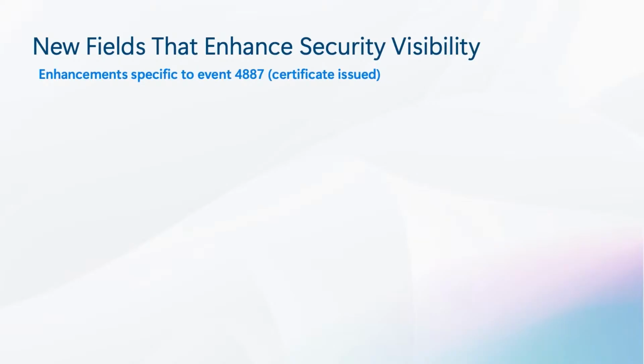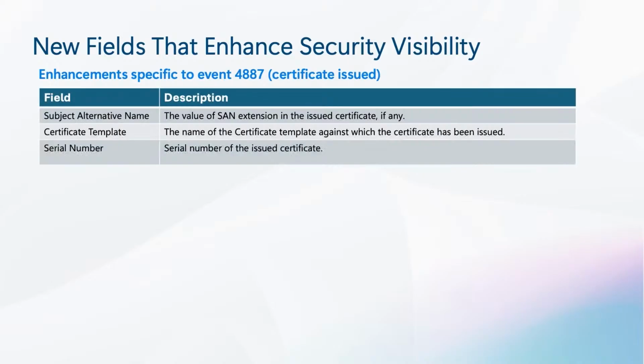Now let's move on to 4887, which is logged whenever a certificate is issued. This event now includes the SAN and the serial number of the issued certificate. We are also logging the template name against which the certificate has been issued.